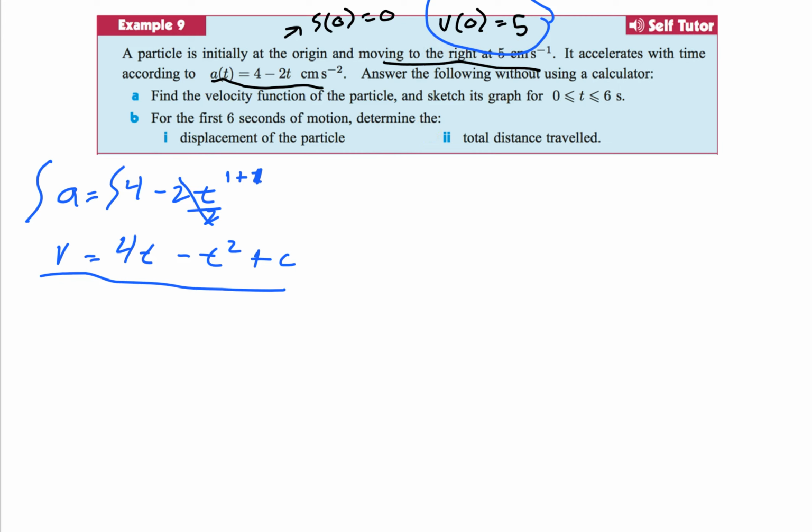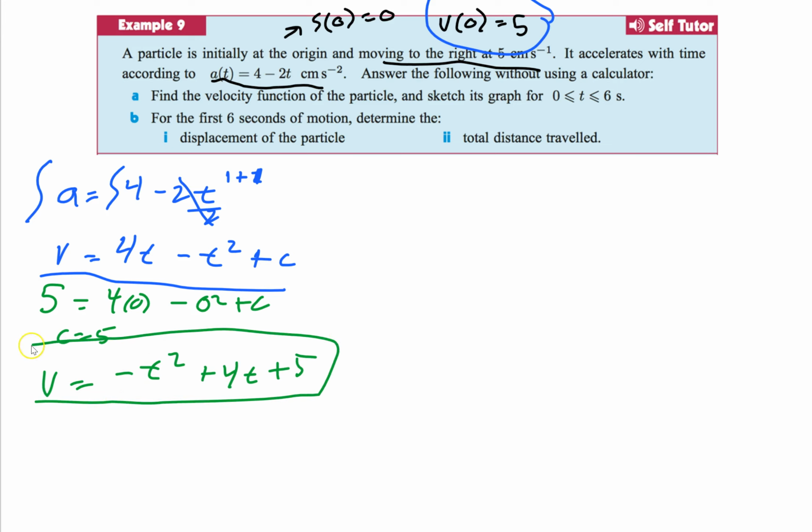So in this case, let's plug our point in. My initial velocity is 5, so when I plug in 0, I get 5. So 5 equals 4 times 0 minus 0 squared plus c. So c equals 5. Now my velocity equation is this. Let's make it a little nicer: negative t squared plus 4t plus 5. That's my actual equation. Luckily, hopefully it would be done, but they want us to graph it.